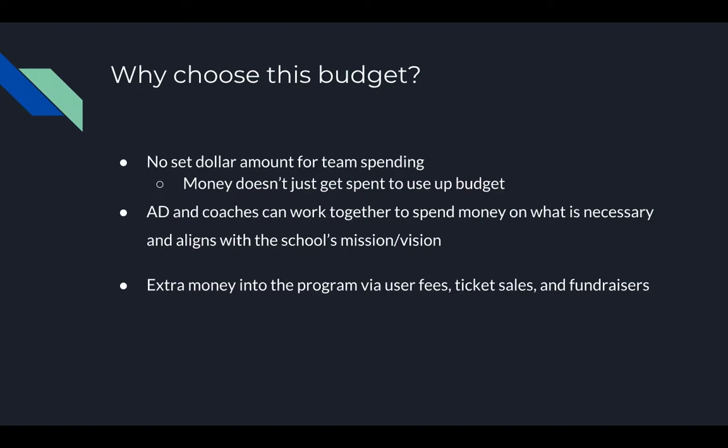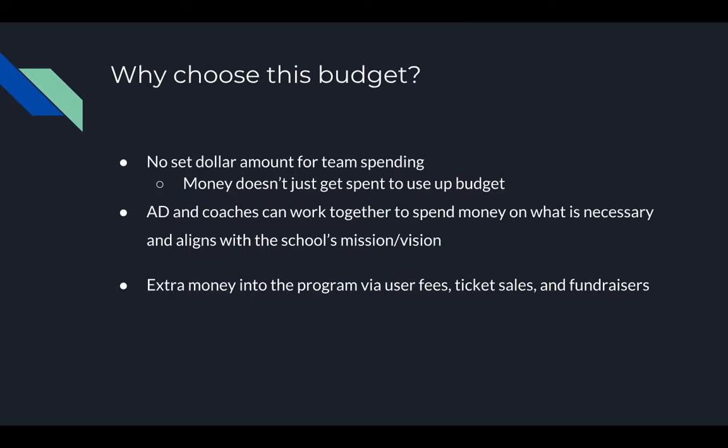Another reason why this budget is chosen is because there's no set dollar amount for team spending. So as mentioned previously, it just depends year to year what needs are requested and what items can be funded. So a specific team isn't given a dollar amount that they have to spend. So they don't just spend the money, they have to think about and plan in advance what items are needed. So in the long run, it could actually save money for the program if it's not just being handed out. In this budget, the athletic director and coaches can work together to spend money on what is necessary and aligns with the school's mission and vision.